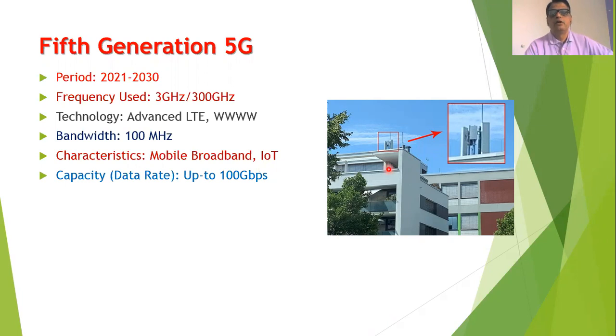So as shown in this image, you will find that every house will hold some connectivity and all the houses will be connected to each other. Your car will also have some kind of connectivity, so that all the cars on the road will be connected to each other. The data rate that can be achieved in 5G technology is much higher, and speeds up to 100 gigabits per second can be achieved in the fifth generation. So this network will be a very high speed network.